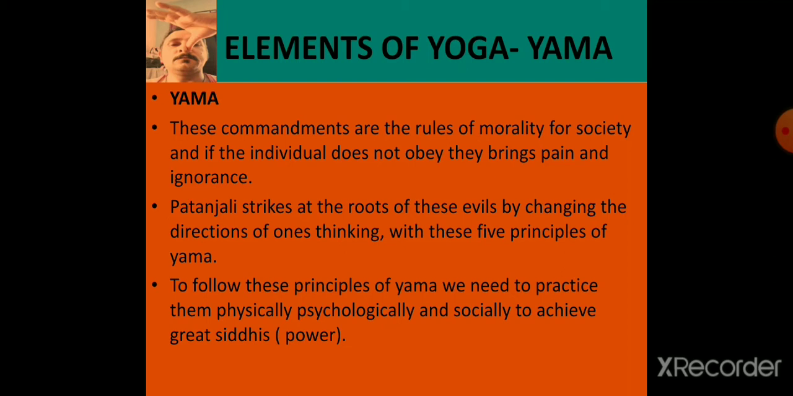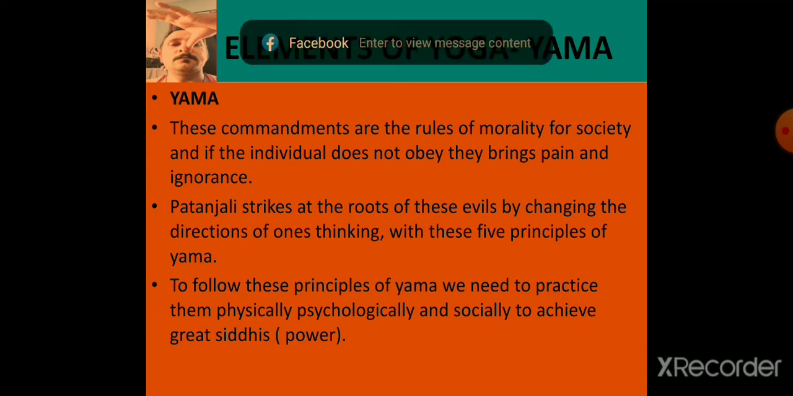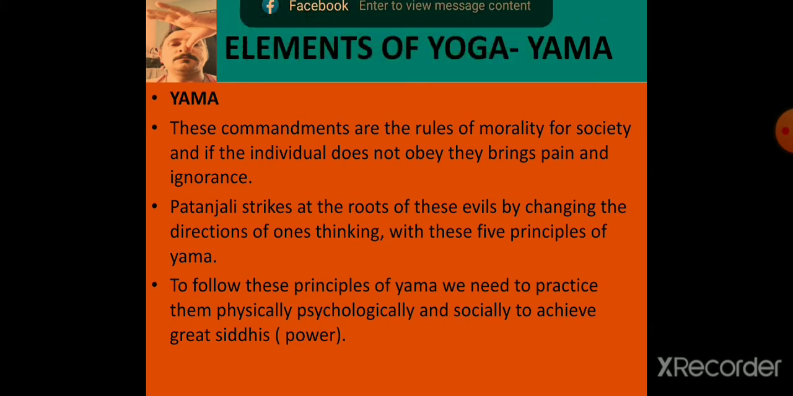Like when we do any work, physically we can understand we are doing that work, we are involved in that activity. Psychologically means we are thinking about doing that work. Socially means how you are sharing that work with people, how that work is affecting the persons in society. That is social. So each principle must be practiced physically, psychologically, and socially to achieve great powers or great siddhis. In yoga, it is known as siddhi, it is the power.